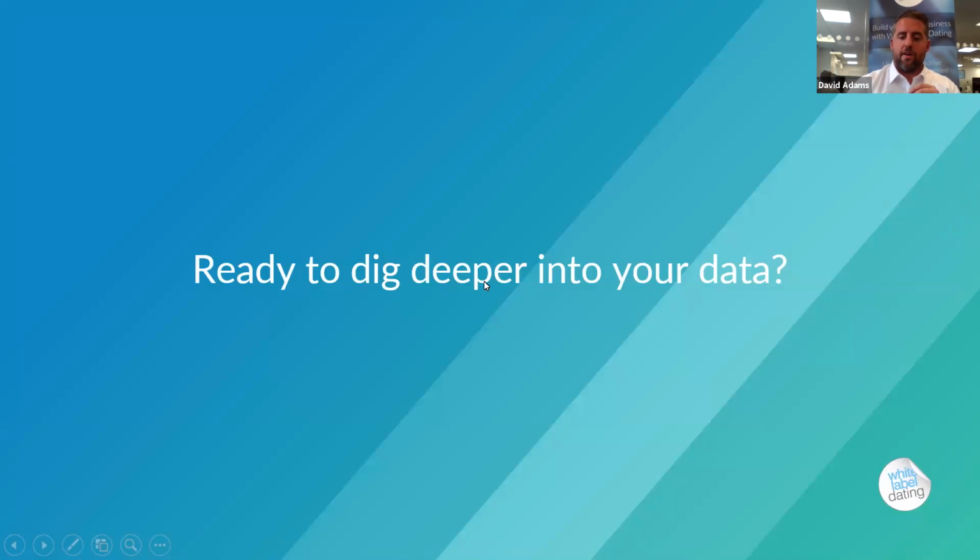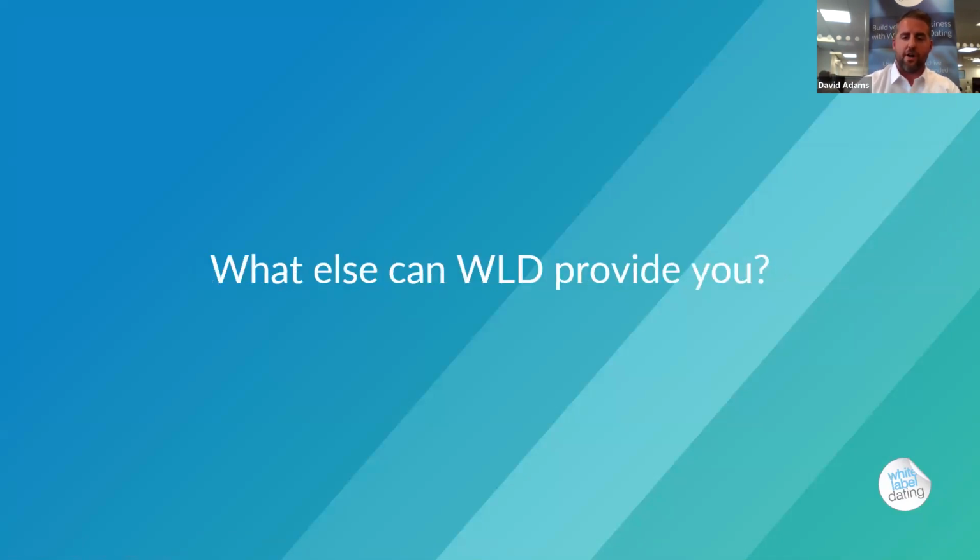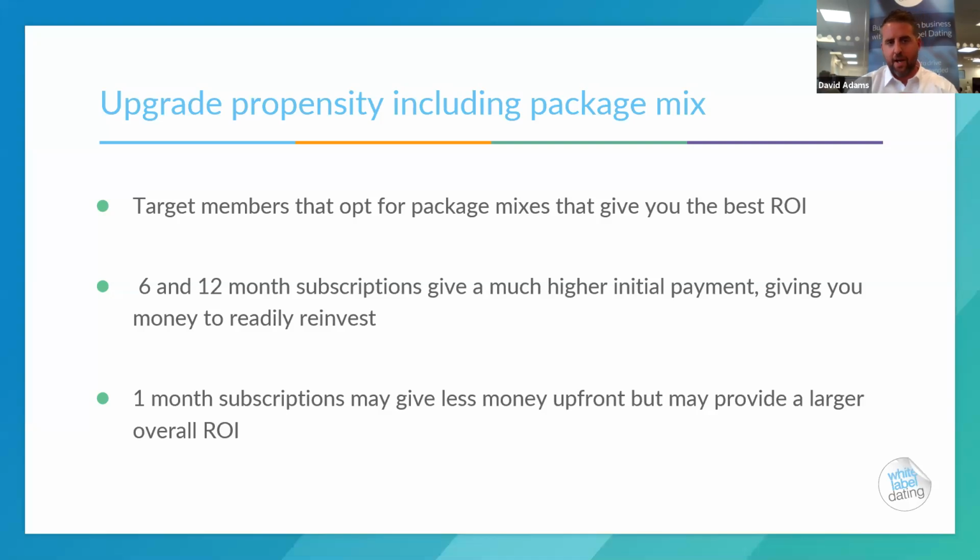So the next stage, even deeper into your data, what else can we provide you with? Upgrade propensity when looking at package mix. Just to be clear, when I say package mix, what that means is the ratio of upgrades that fall into each of the packages that are available on our platform. So that's a 1 month, a 3 month, a 6 month, and a 12 month.